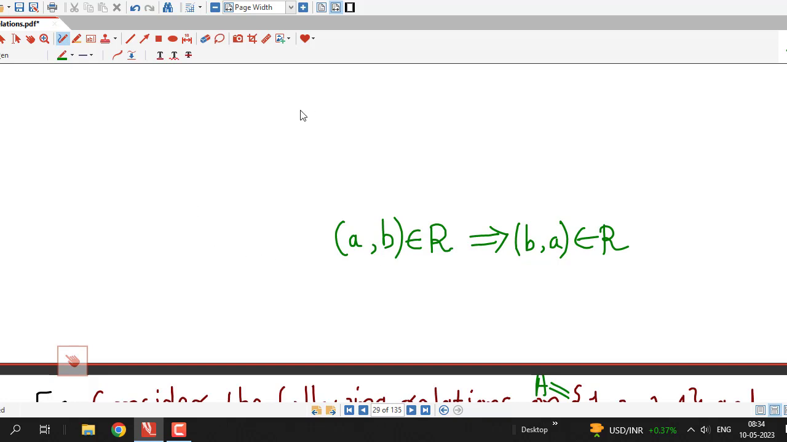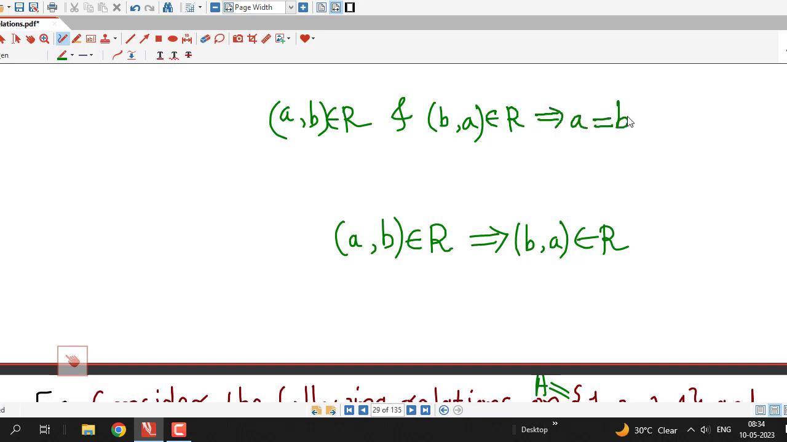And in antisymmetric relation, if (a,b) and (b,a) both are present in R, then a and b cannot be different. But be sure that these two definitions are not opposite of each other. You can have a relation which is symmetric as well as antisymmetric. So be careful that the definition of antisymmetric is not the opposite of the definition of symmetric relation.